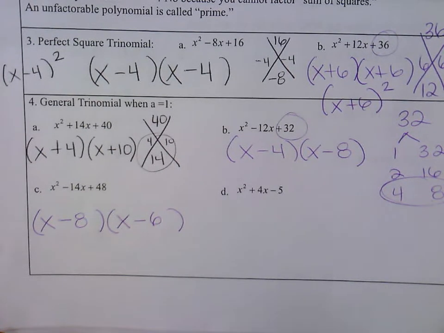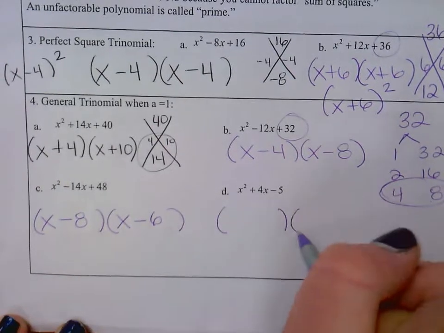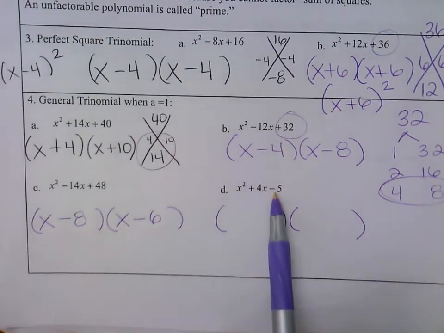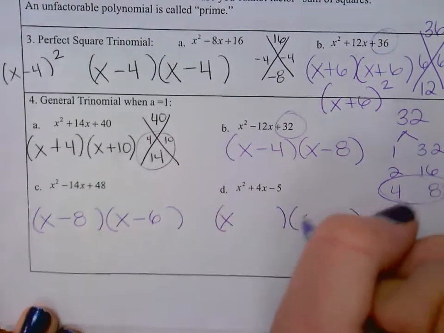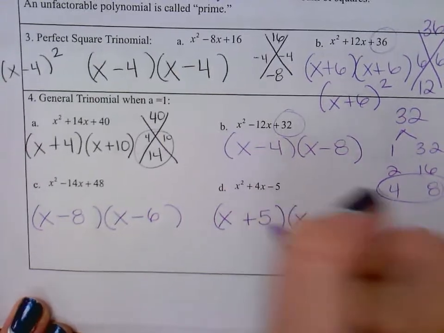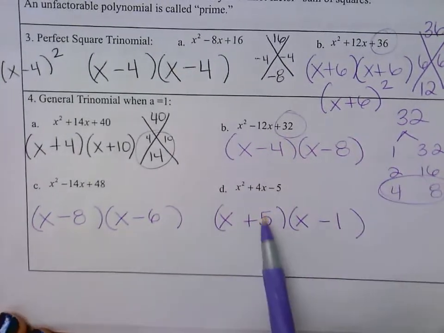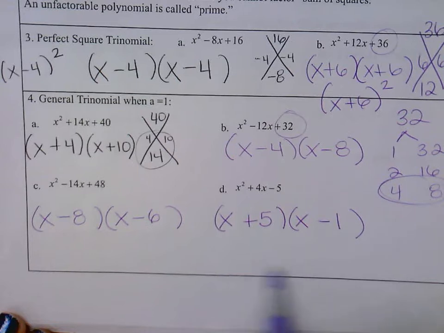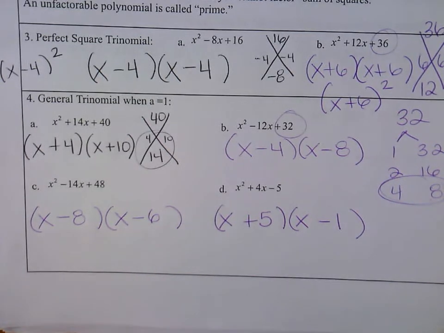All right, and then the last one, you're going to need what? To get negative 5, one of them will have to be positive and one of them will have to be negative. So did you put positive 5, right? Positive 5 with a negative 1, so that your inner would be that 5x, and then minus 1 gives you 4x. Did we do okay on the trinomials?